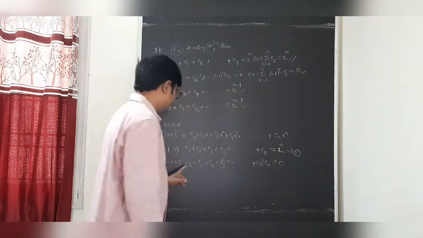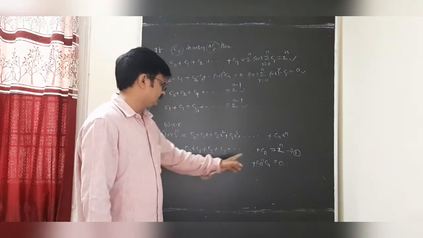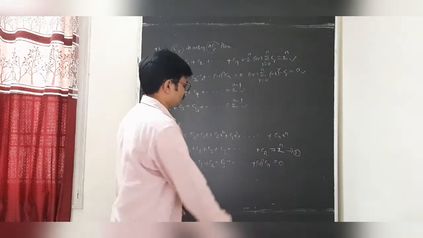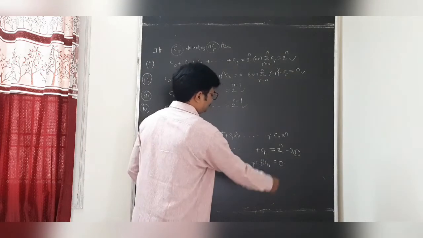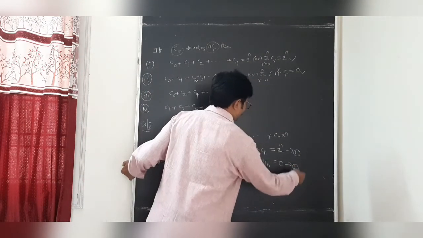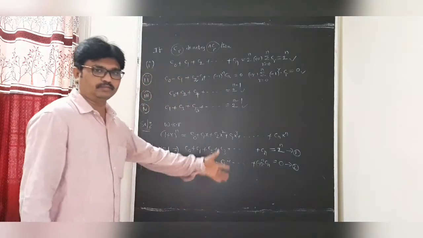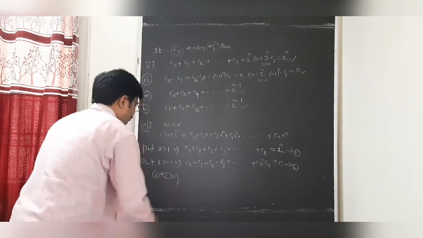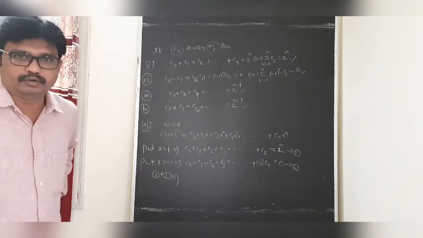This you can write in sigma notation: sigma r equal to 0 to n, minus 1 power r nCr. Minus 1 power r nCr, undoubtedly students, that is 0. This will be taken as 2. Now students, the sum of these two, 1 plus 2, we got 1 plus 2.